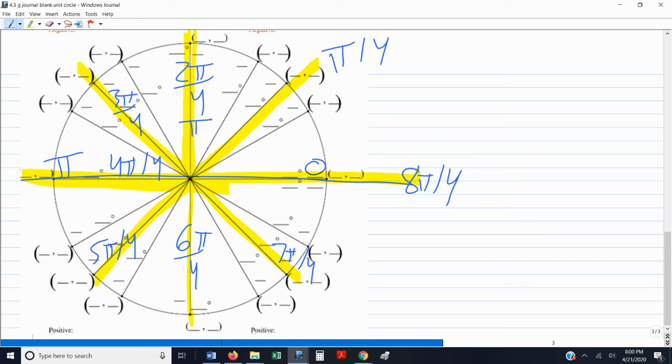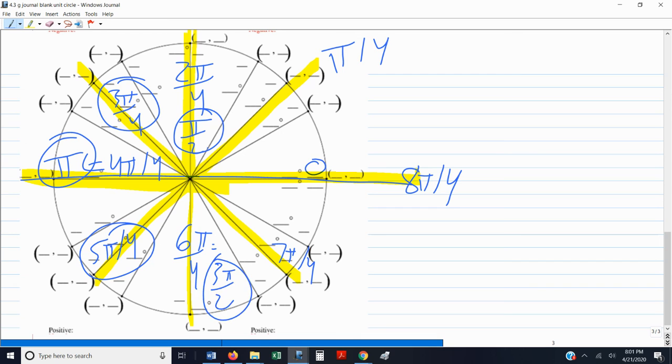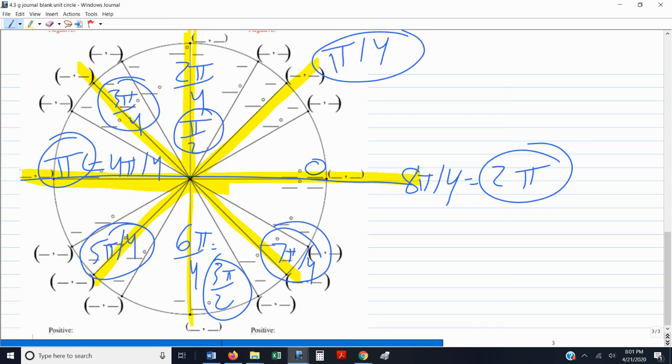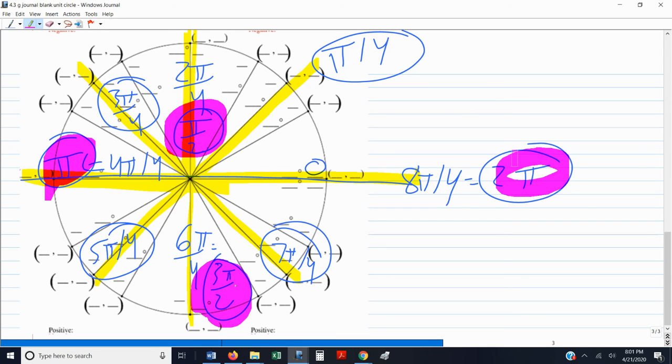2 pi over 4 goes to pi over 2. 4 pi over 4 reduces to pi. 5 pi over 4. 6 pi over 4 is 3 pi over 2. 7 pi over 4, 8 pi over 4 is 2 pi. And then just quickly remember that some of these are overlapping angles that we had already. So we already had this one, and this one, and this one, and this one. But that's okay, no big deal, because we reduced them before and we got the same thing that we got this time around.